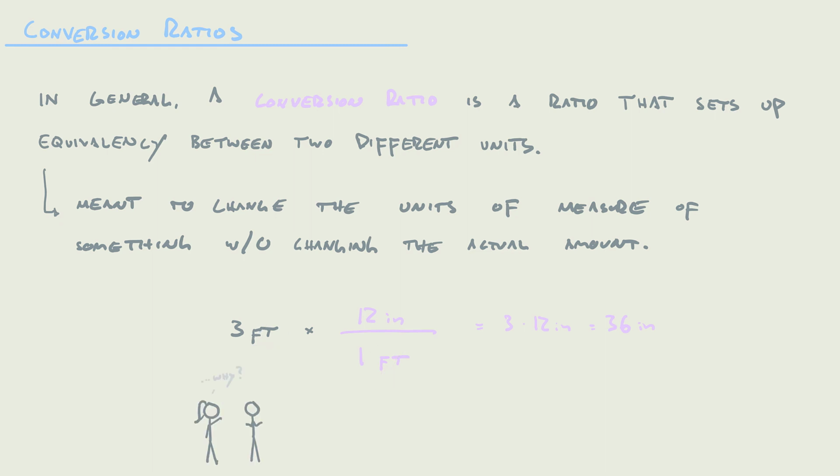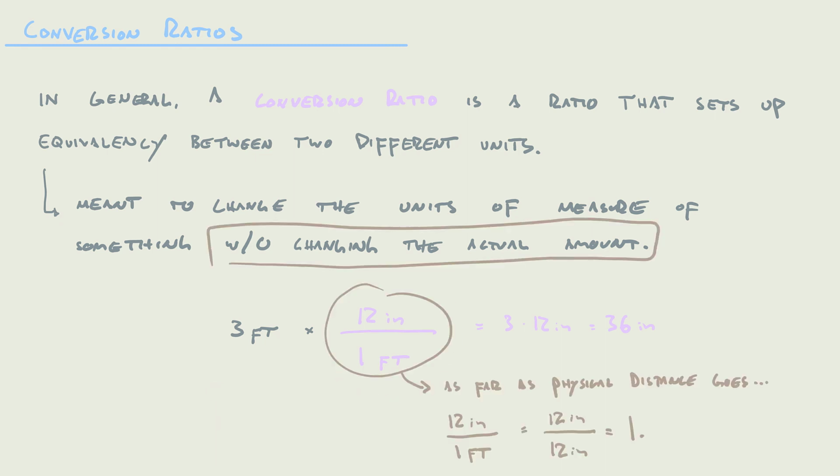Now, why does this work? Why are we just allowed to do this, right? We're multiplying by something that's seemingly not the number 1, but that's the whole thing. That's why these things are really neat and really useful. We're not changing the actual distance. You can think about 12 inches over 1 foot as 12 inches over 12 inches. And when you divide something by itself, that's the number 1. So we are technically multiplying by the number 1, which is not changing the integrity of the number that we're looking at. It's just converting it into an equivalent distance in a different unit. That's the whole purpose of conversion ratios.